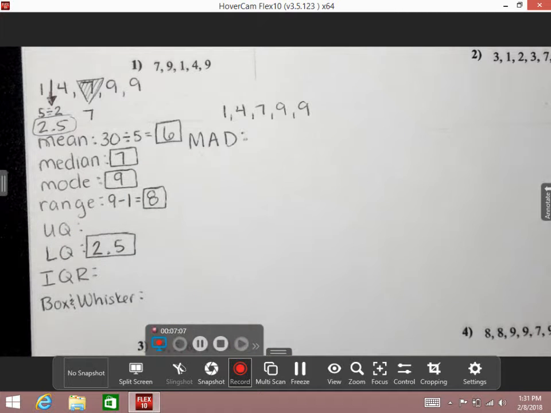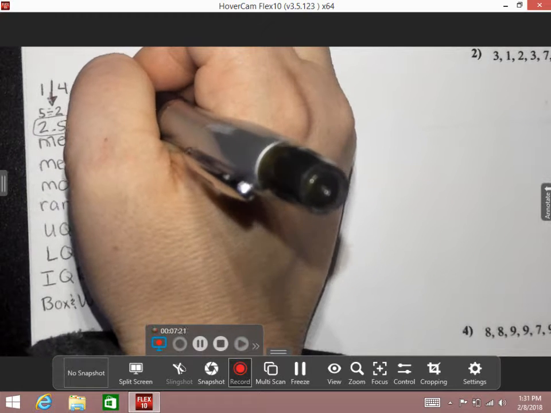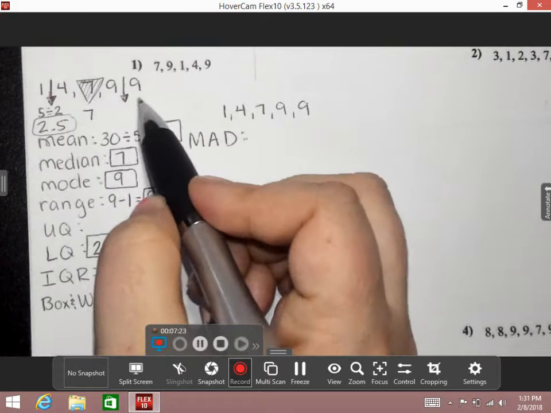All right, so now we're going to do our UQ. I'm going to let someone else pull that one out for me. All right, what do I do for the UQ, Noah? You go between the 9 and the 9, the other 9. So now I'm actually looking on the upper side. So we're going to go between 9 and 9.